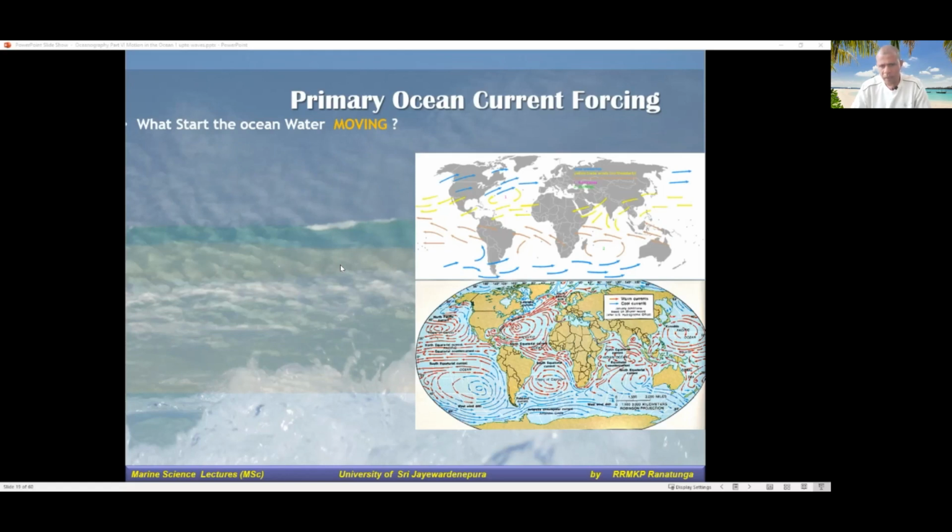As you can see here, there are two images. The top one shows the atmospheric circulation, or the air circulation, in which direction the air usually flows, and the bottom image shows you the movement in the ocean, or the ocean currents.